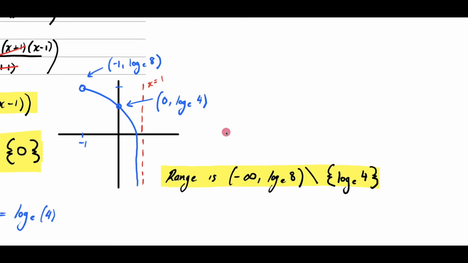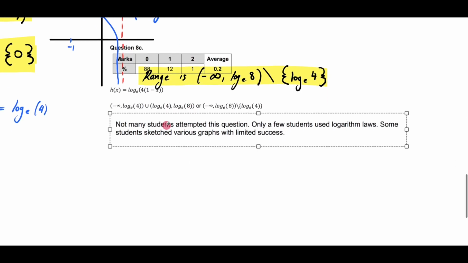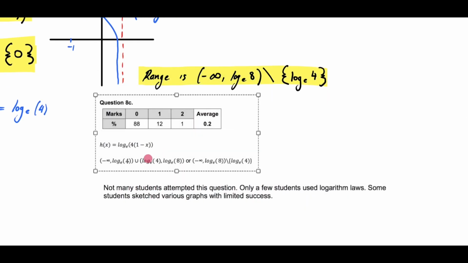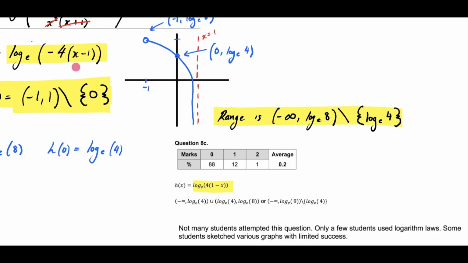Just that right there. So let's now look at the examiner's report and see how people did with this question. So let's come out here. Whoops, I put it right there. That was bad placing. Let's bring this down. All right, so as you can see, what we have here is what my h of x is, log e of 1 minus x, and that's what we found over here, written just a little bit differently. Our negative is out there, but that's all right. As you can see, that's what we wrote, -infinity to log e of 8, not including log e of 4. Whoa, 1% of people who did this got the full 2 marks.